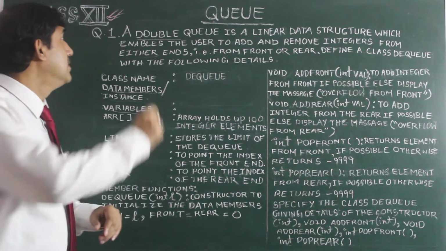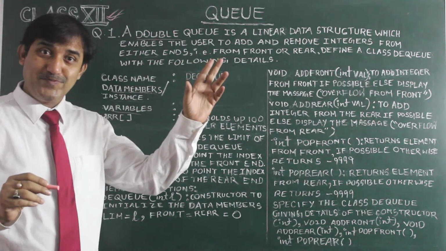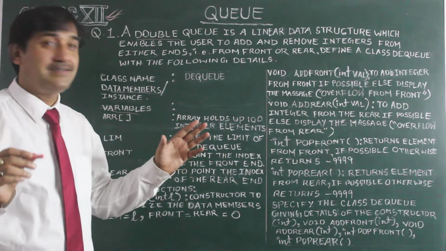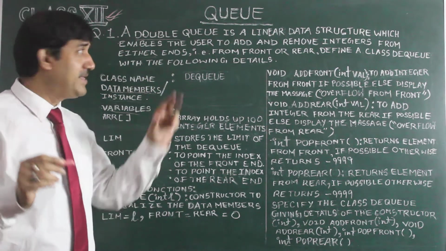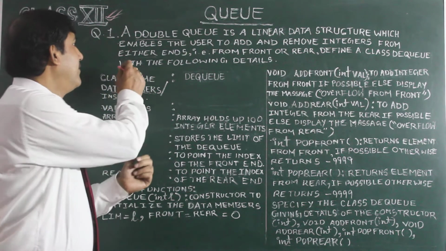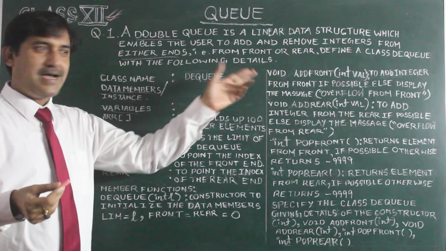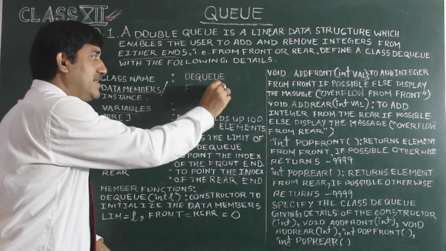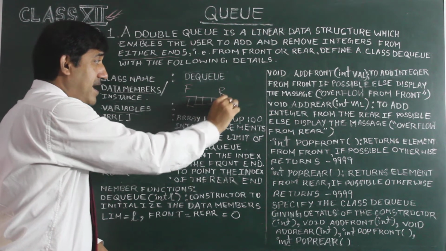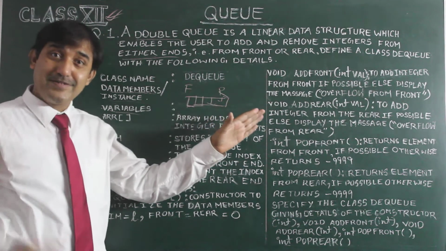For example, a problem has been given, and what is the problem? A double queue, that means a linear structure. This queue is a linear data structure which enables the user to add and remove integers from either end, means both the ends, that is the front and the rear. The first one is the front and the last one is the rear, and this is how this array is made.